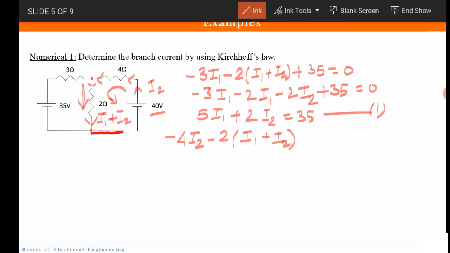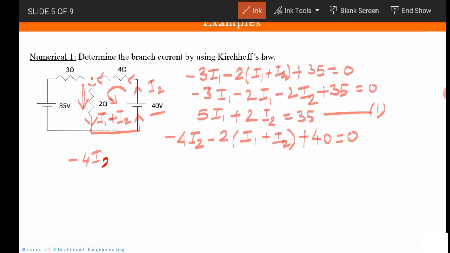Now we come to this. So nothing is there. Now we go here. So we are going from again minus to positive. So we have to take it positive plus 40, which becomes equal to 0. So now we will open the bracket and we will solve this equation.